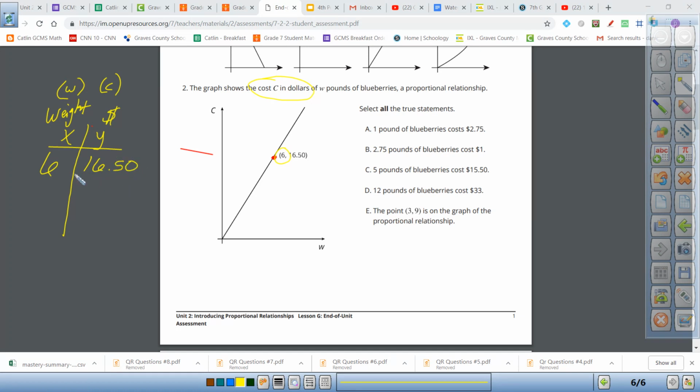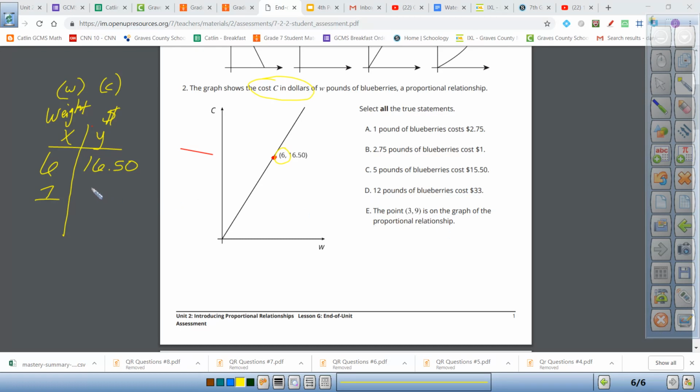$16.50. So 6 pounds, $16.50. And this is 6 pounds of blueberries costing that much money. So the first problem says a pound of blueberries would cost $2.75. Let's see if that would make sense. I would take that number right there and divide it by 6, because Y divided by X would tell me how much each one costs. I'm doing it on my calculator right now. 16.50 divided by 6 gives me $2.75.